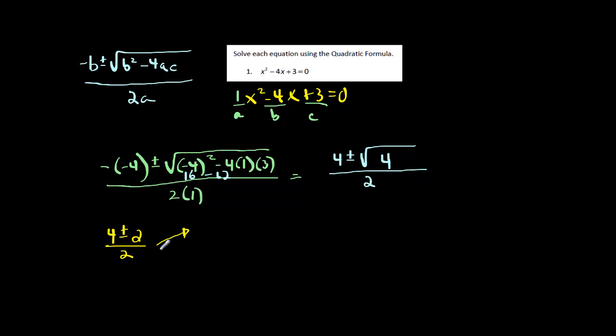This is going to give us two solutions. 4 plus 2 is 6, divided by 2 is 3. 4 minus 2 is 2, 2 divided by 2 is 1. So our solution set is 1 and 3.